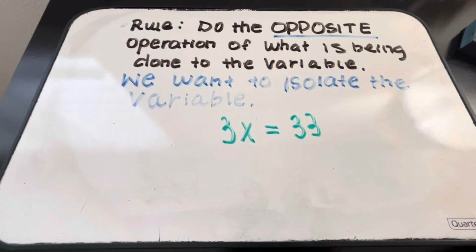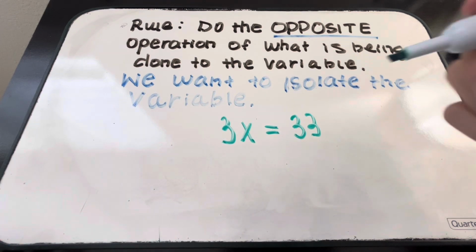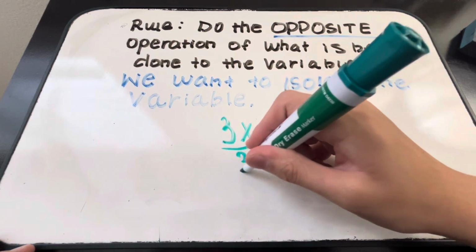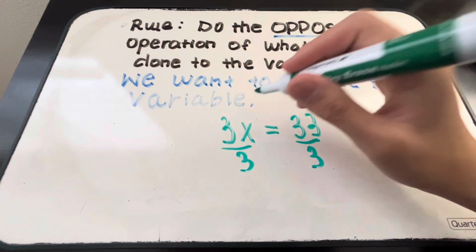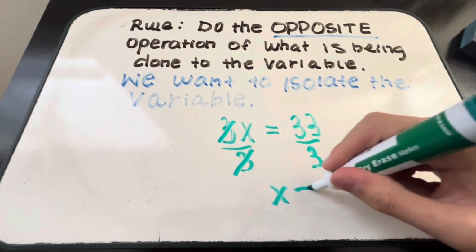But what if we have something that's being multiplied by x? Well, no problem. All we have to do is realize that 3 is multiplying x, so then we do the opposite operation, which is division. So we divide both sides by 3, which effectively cancels out the 3's on that side, and we're left with x equals 11.